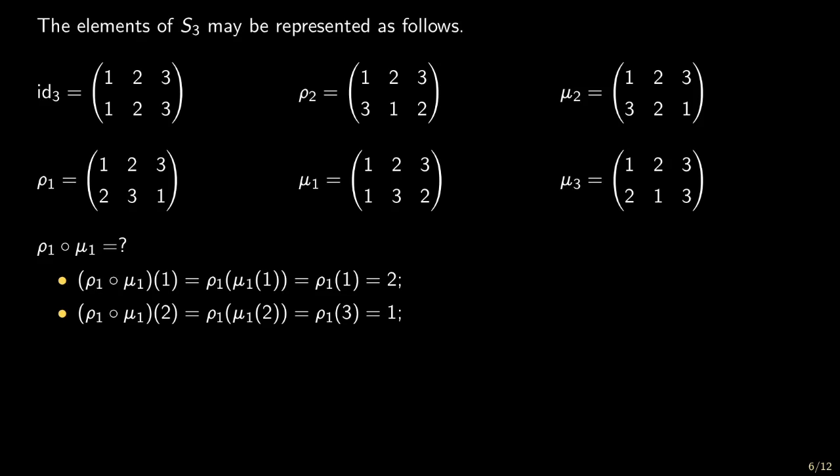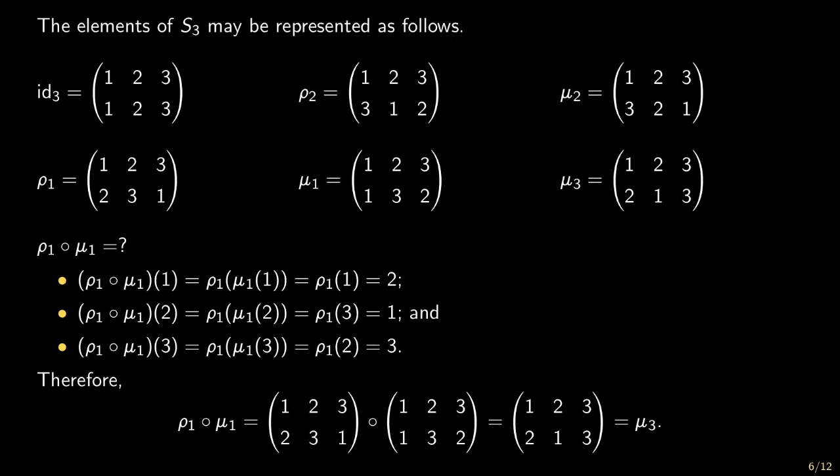Because these are bijections, you can already tell that the answer for the last element is 3, because it should not repeat, because of the one-to-one property. But if you want to compute, you can also verify that the final image is 3. Therefore, as you can see, the product rho 1 mu 1 sends 1 to 2. So we write it this way.